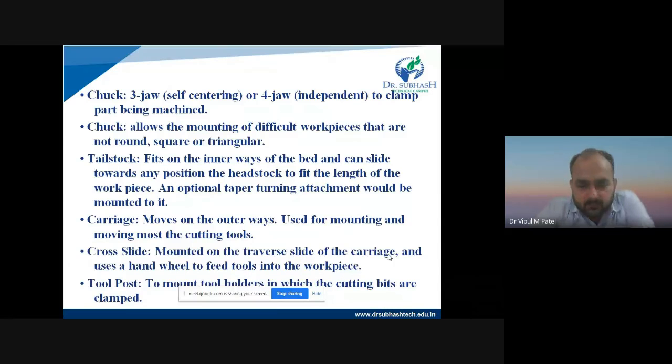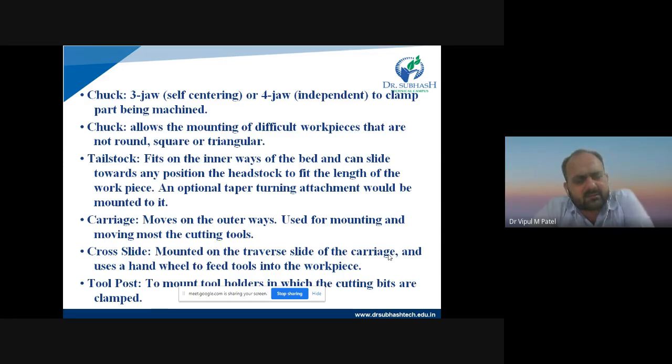Not only accommodate, but we can easily rotate the workpiece to perform different operations on the lathe machine. We have to give multi-speed to the workpiece, and with the use of that we can easily mount the workpiece as well as rotate the workpiece, right? So this is known as a chuck.